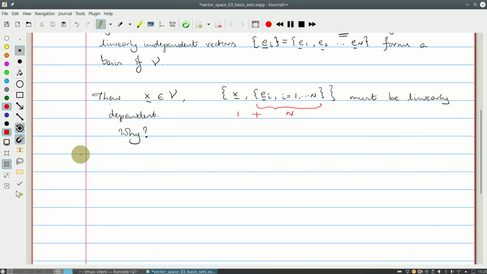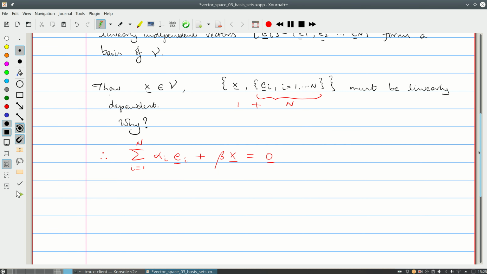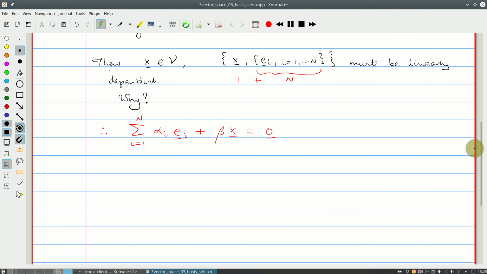Okay? Now if it is, then I'm going to put this in red. We can write the sum, I goes from 1 to n, alpha I e bar I plus some beta x is equal to the 0 vector. That's the definition of linear dependency, right? Now I'm going to assert, and then we're going to show it, that beta must be non-zero.